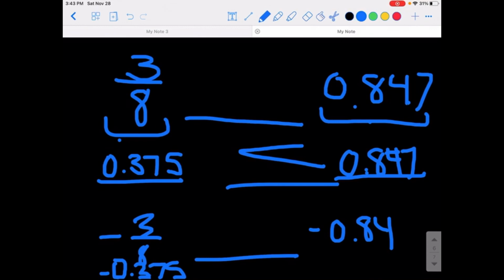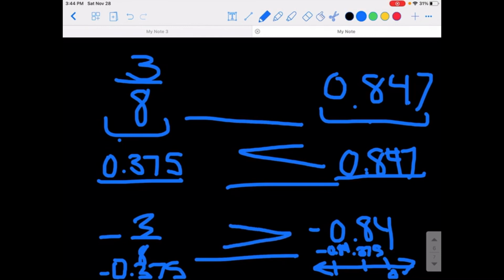So which number is closer to 0? I would have drawn the visual, but I don't think I have enough space. So again, this is 0. This would be negative 0.375. And here would be negative 0.84. I know, that's really bad. I just don't have enough space. So which one is closer to 0? This one's a lot closer to 0. It's going to become a positive number before this one.